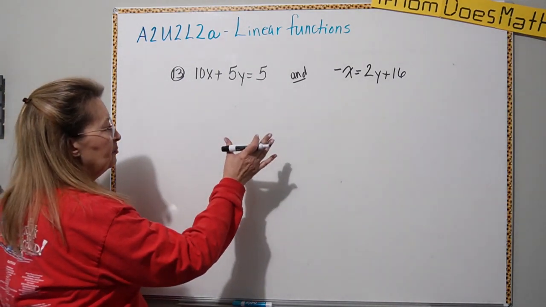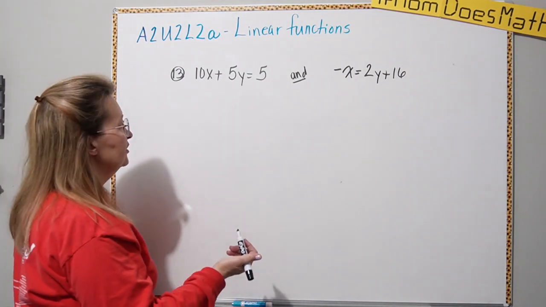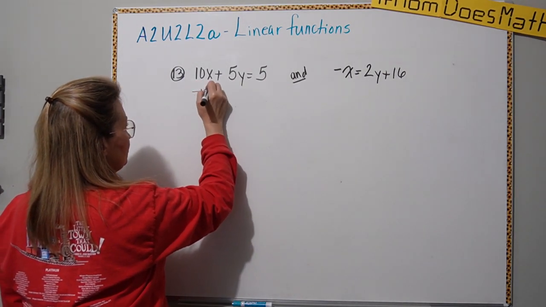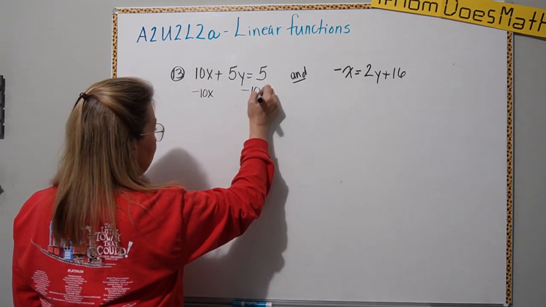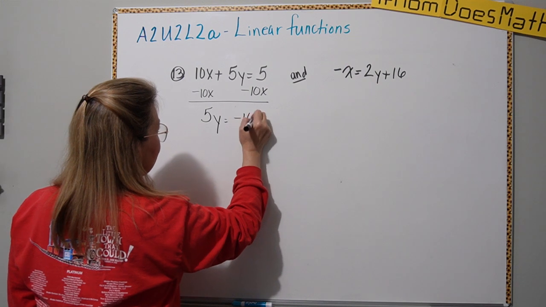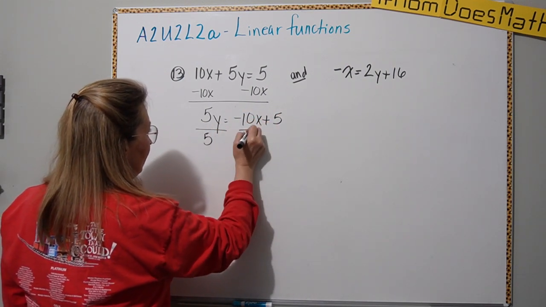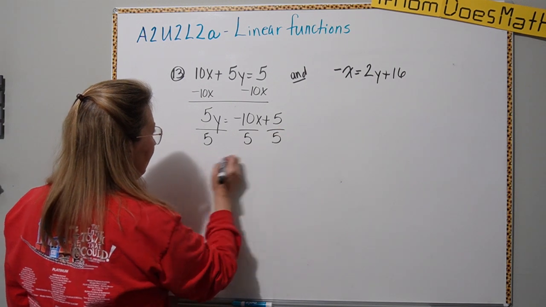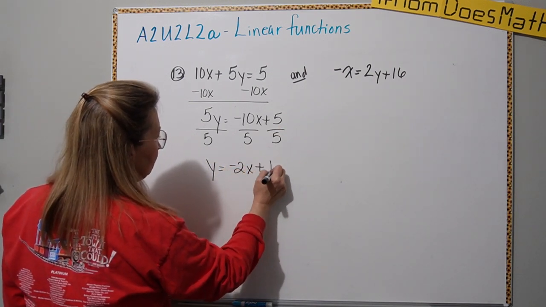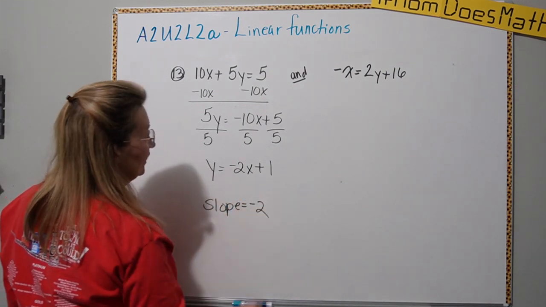So first we're going to put them both into slope-intercept form. We'll extract the slope and then we'll compare the 2 slopes. So for this one, to get it in slope-intercept form, I'm going to subtract 10x from both sides. So now I have 5y is equal to -10x plus 5. Divide all the way through by 5. So now I have y is equal to -2x plus 1. So my slope is -2.